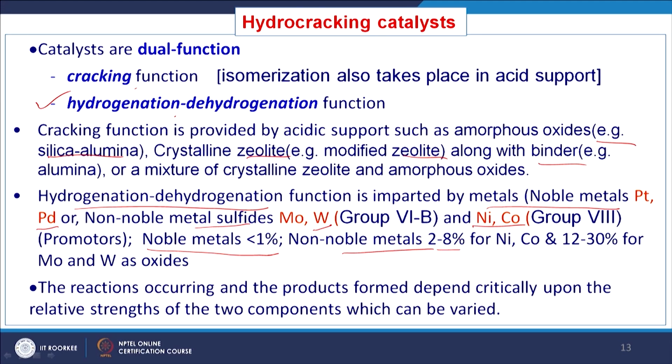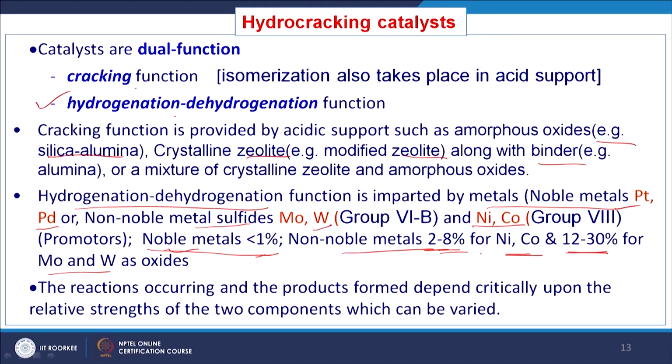If we use noble metal, the catalyst will be costly, but the requirement of noble metals is less, whereas the non noble metal requirement is higher. For example, 2 to 8% for nickel cobalt and 12 to 30% for molybdenum tungsten oxide. So, to reduce the cost of the catalyst, the non noble metals have been introduced and the noble metals have been replaced by this, although in performance the noble metal catalysts are obviously better than the non noble metal catalysts.